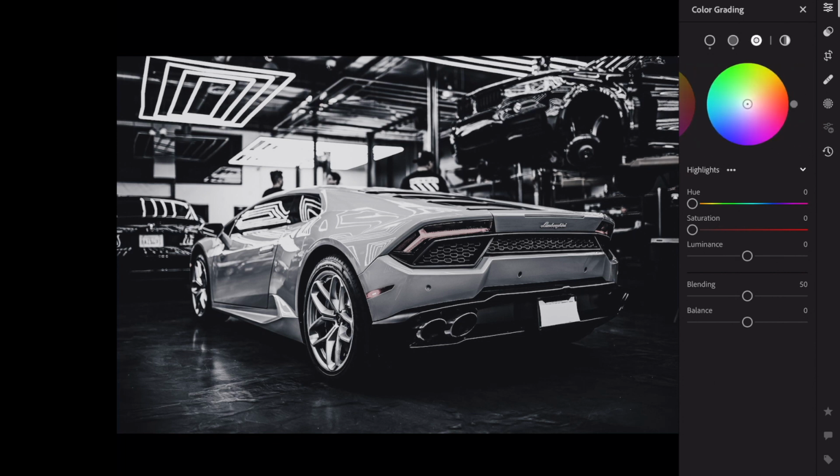Change the highlights. Luminance, plus 50. Blending, plus 80. Balance, plus 30.